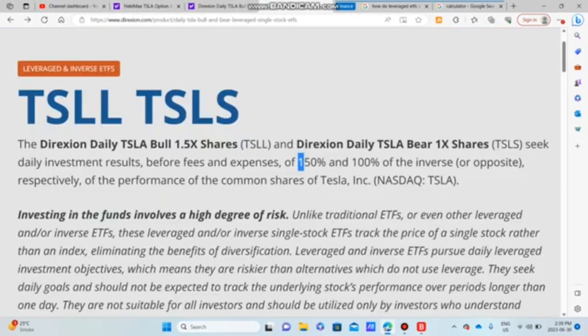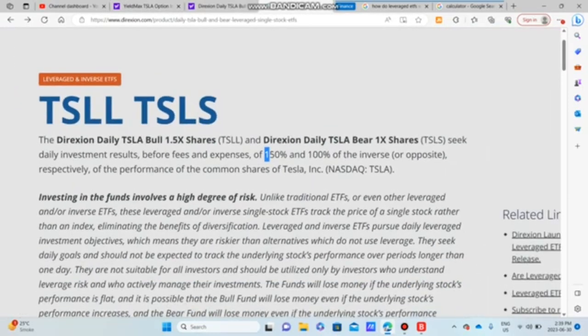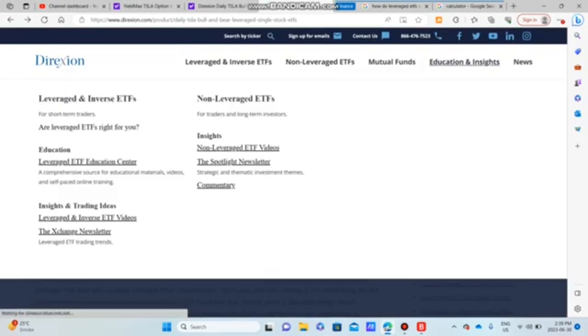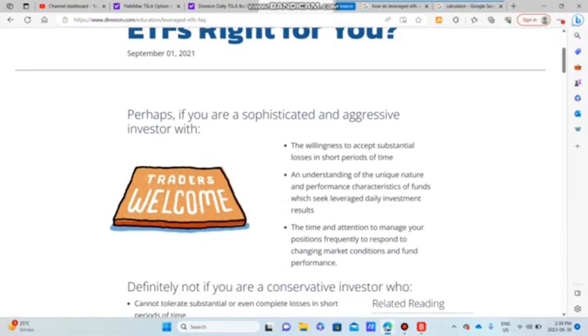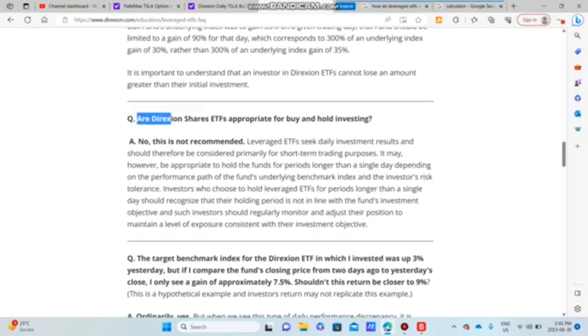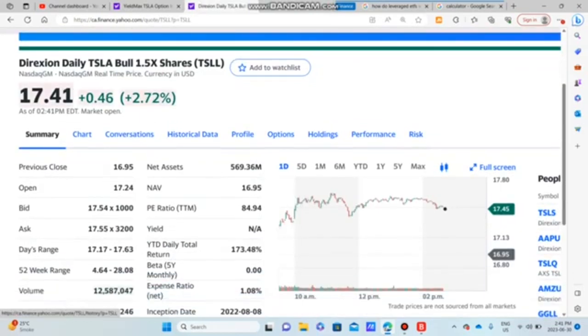One thing I do want to show you super quick before we go is that what it actually says here on their website is that TSLL is not recommended for a long-term hold approach. I want to go down here and show you that. As you can see here, are Direxion shares ETFs appropriate for buy and hold investing? They do not advise it, as over the long term, if there's a day where Tesla goes down more than 30%, you may lose 90% of your investment. So that comes along with that risk with that 1.5 times shares and that leveraged investing approach.